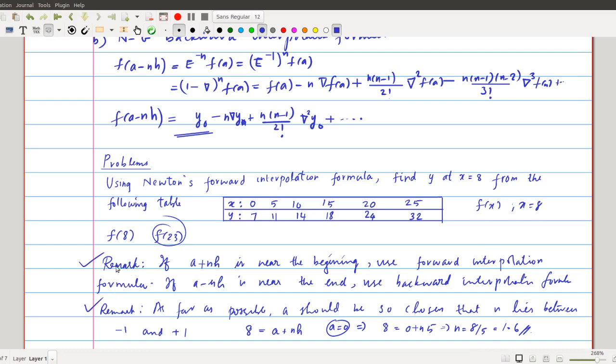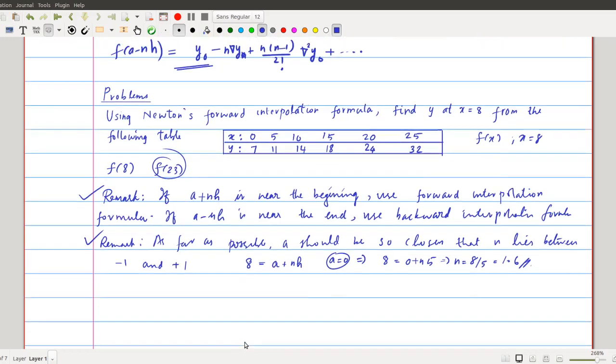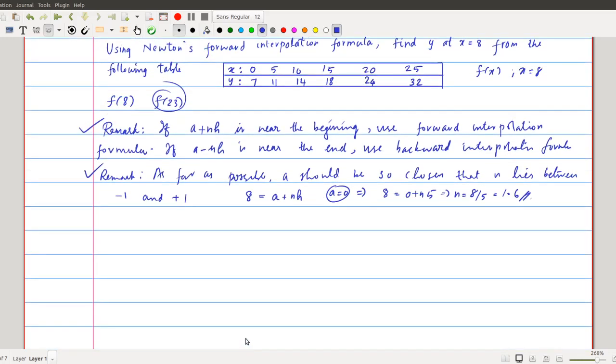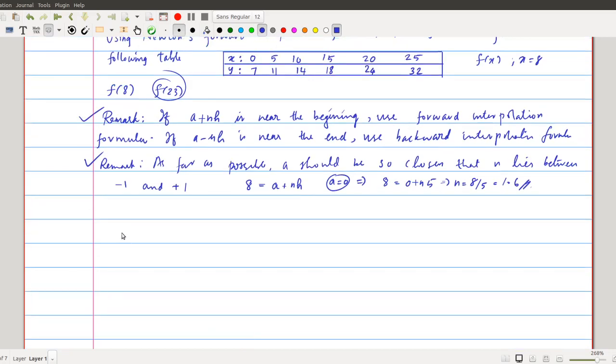I'll conclude the two remarks again. If the value of x is in the beginning of the interval, then you choose a plus nh to compare with this 8. Otherwise you take a minus nh to compare this. So in order to choose the a, you should remember that n should be in between -1 and +1. Now we can evaluate the function at x equal to 8. So first we write this. Here we have written that n is equal to 1.6, a is equal to 0.